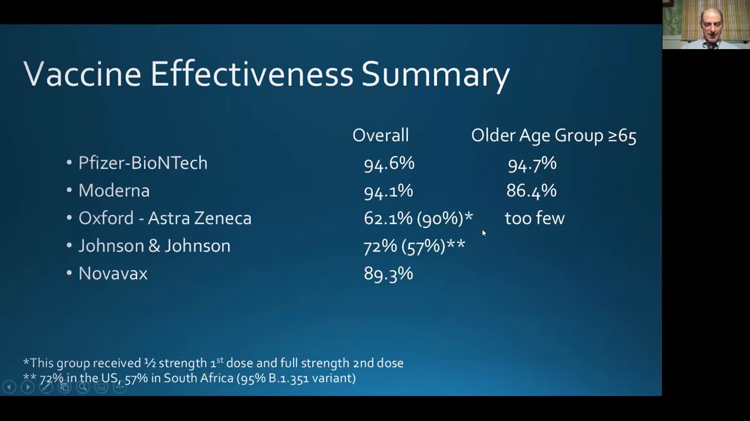AstraZeneca had an issue because when they gave half of the normal dose as the first dose, they actually got better protection than if they gave a full dose the first time. It's believed that the reason for that was because people made antibodies to the adenovirus coat or shell rather than to the COVID-19 material. So it was difficult to evaluate, and obviously they need ongoing studies, and it's not licensed here yet. Novavax looks good. There are just too small numbers for these other vaccines to get any feel for how well they're going to perform in the older age group.